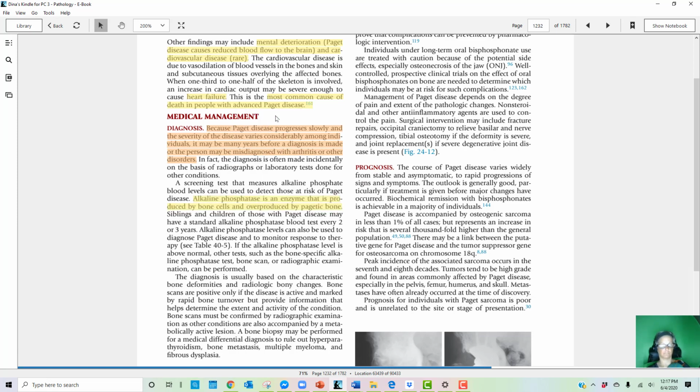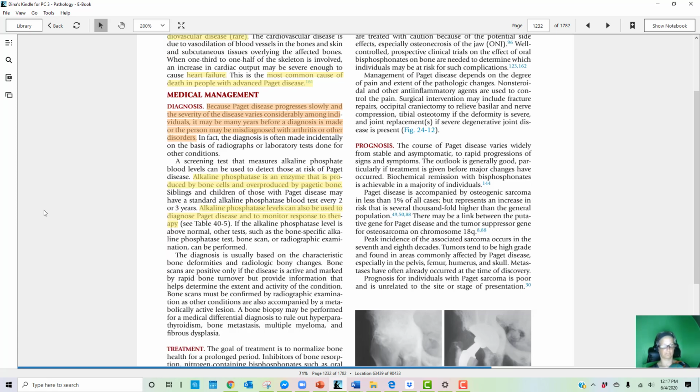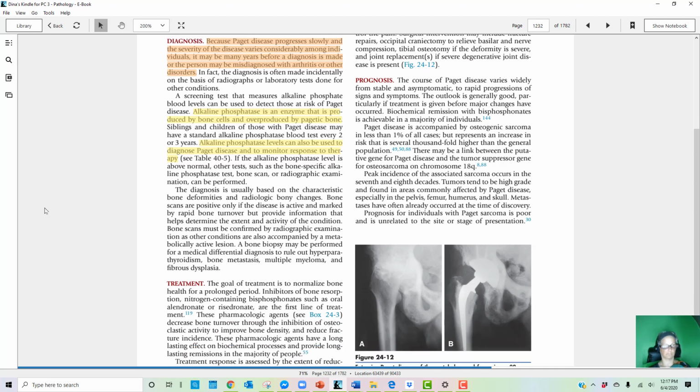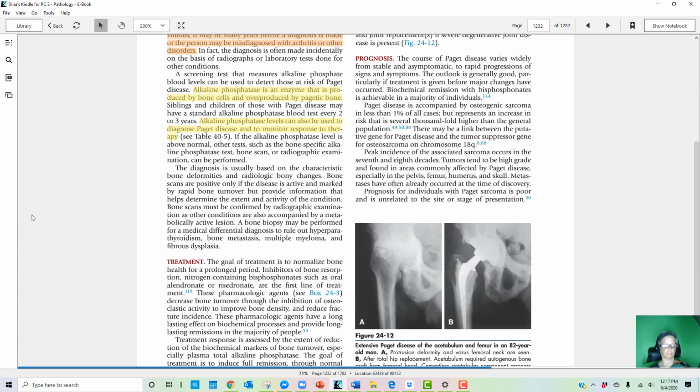Siblings and children of those with Paget's disease may have a standard alkaline phosphatase blood test every 2 or 3 years. Alkaline phosphatase levels can also be used to diagnose Paget's disease and to monitor response to therapy. See Table 24.5. If the alkaline phosphatase level is above normal, other tests, such as the bone-specific alkaline phosphatase test, bone scan, or radiographic examination, can be performed. The diagnosis is usually based on the characteristic bone deformities and radiologic bony changes.